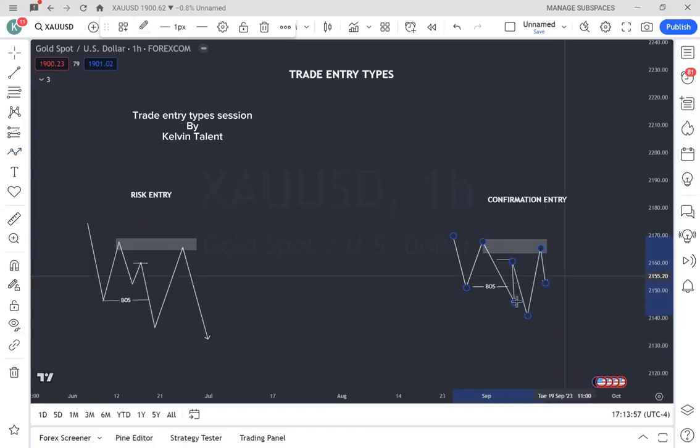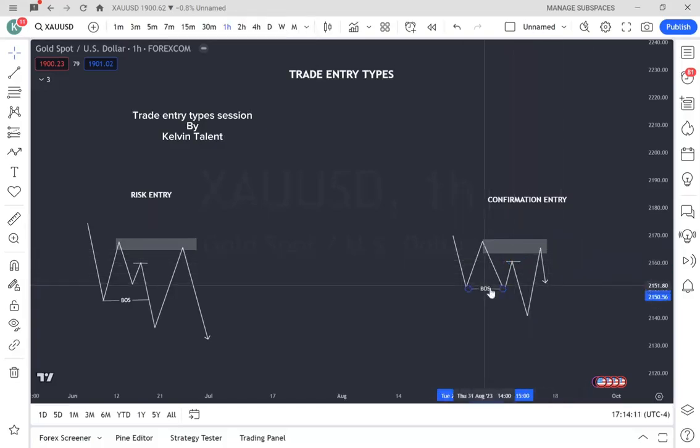Let me explain that. When they say price is fractal, it means whatever happens in a particular time frame repeats itself in a lower time frame. So we've seen a break of structure here. We've seen a break of structure here. So we're expecting price to do what? Repeat the same thing that happened on this higher time frame on the lower time frame too before we can take a trade.